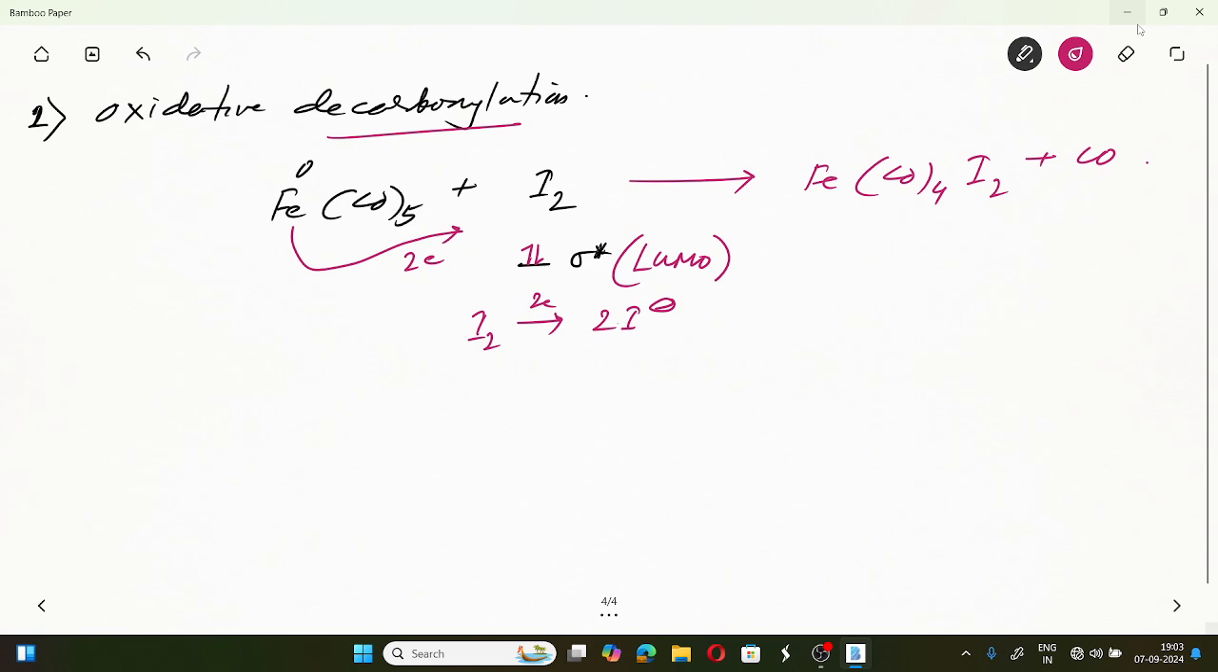Fine. Now let us consider another type of reaction, that is the third category, insertion reaction. This reaction is also very, very important. First of all, there are two types. First we will discuss migratory insertion reaction.